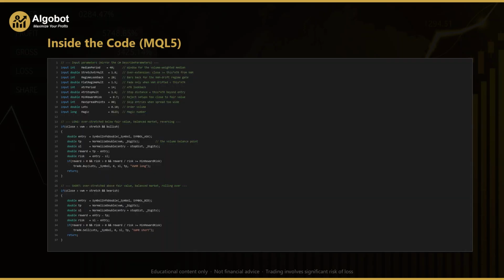Let's read through the MetaEditor code on screen. At the top are the input parameters.